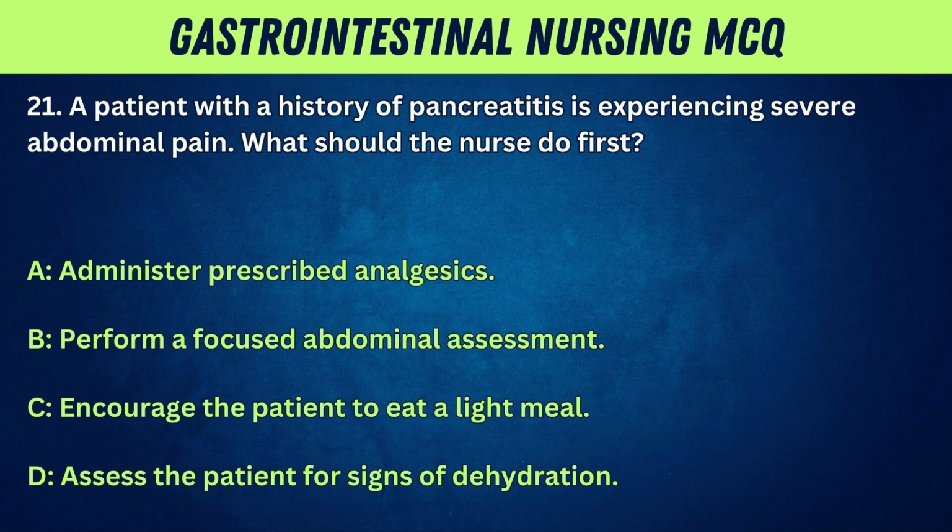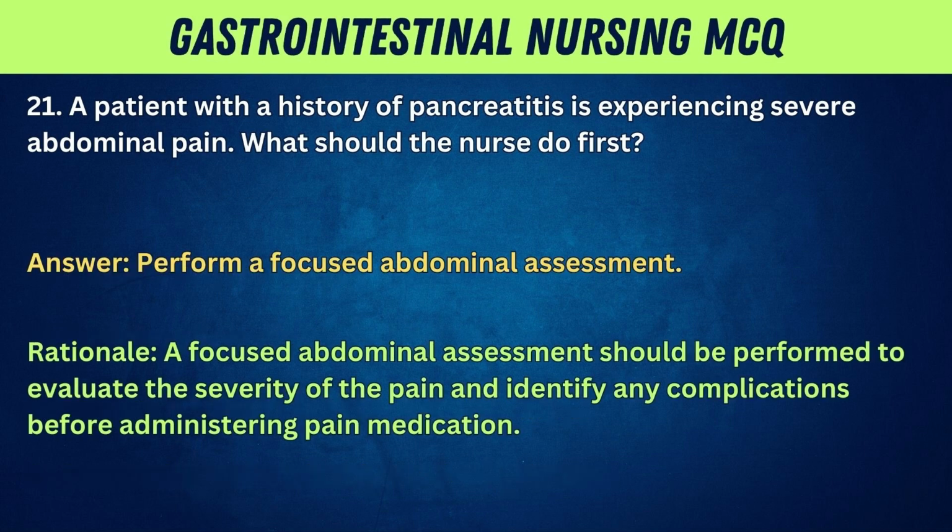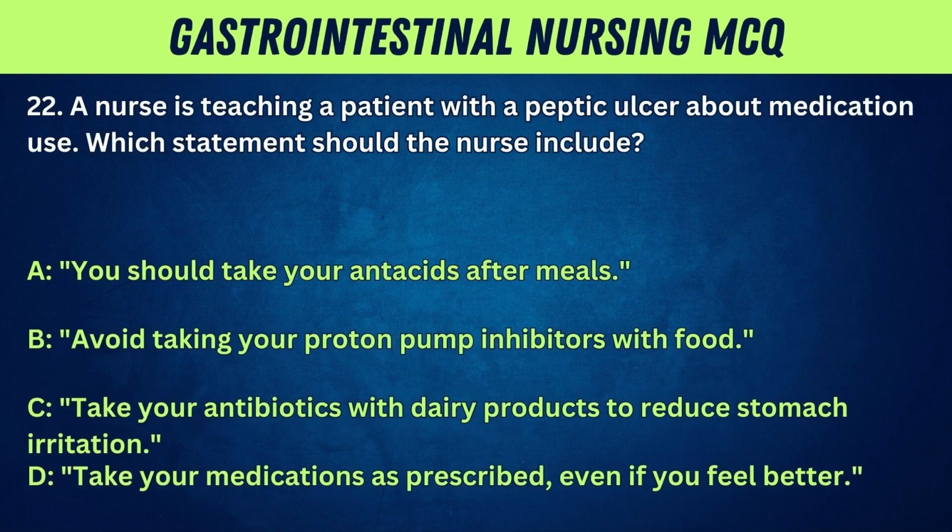21. A patient with a history of pancreatitis is experiencing severe abdominal pain. What should the nurse do first? A. Administer prescribed analgesics. B. Perform a focused abdominal assessment. C. Encourage the patient to eat a light meal. D. Assess the patient for signs of dehydration. Answer: perform a focused abdominal assessment. Rationale: a focused abdominal assessment should be performed to evaluate the severity of the pain and identify any complications before administering pain medication.